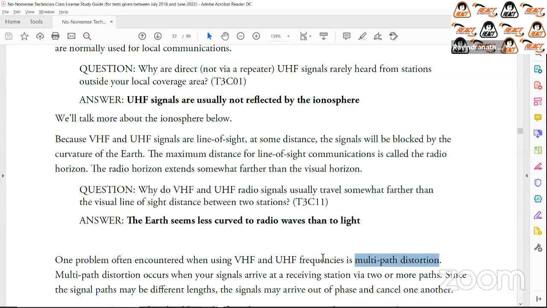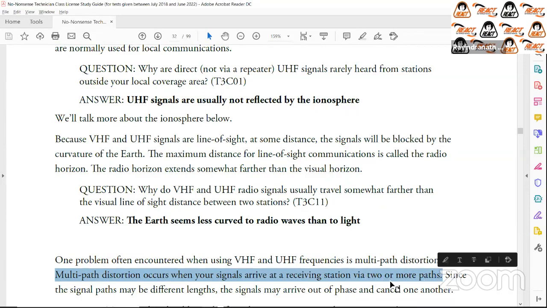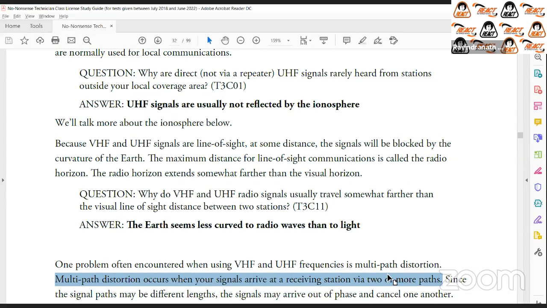So that's the point that they're making here, that multipath distortion occurs when your signal arrives at a receiving station using two or more pathways. And that is entirely possible with radio waves because they not only will go straight from your transmitter to the receiver, they may bounce off other objects. And a large water tank on a hill, for instance, is a good example of how a signal will bounce off an object and result in multipath.